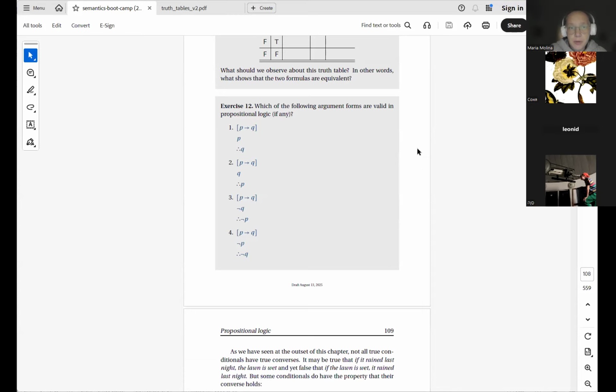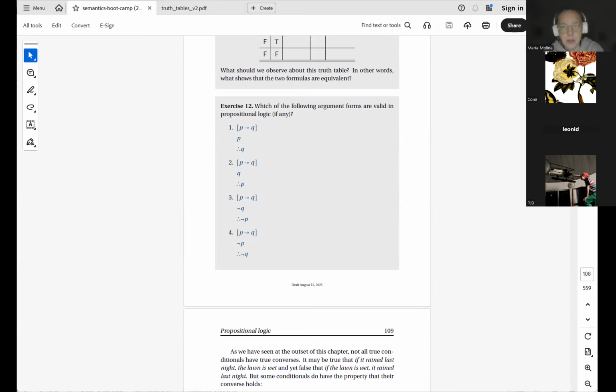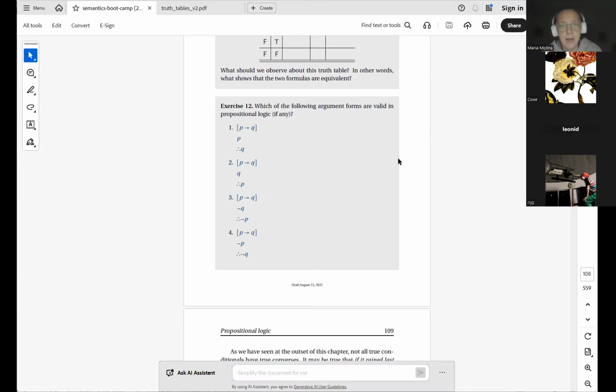We were supposed to think about exercise 12 over here in propositional logic. Actually, in this task, we're given four argument forms, abstract logical patterns involving propositions P and Q.